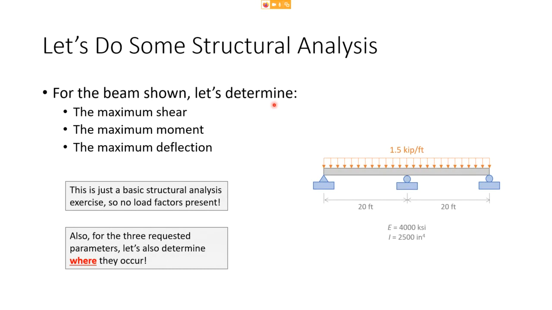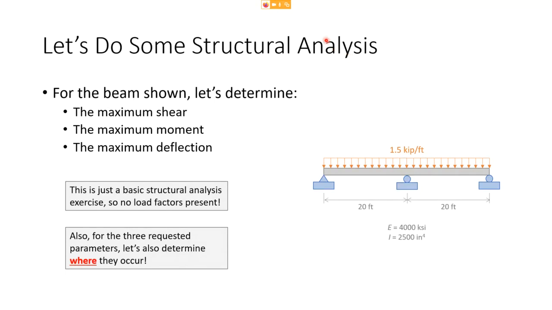Now, I want to know what the maximum shear is on this beam. I want to know what the maximum moment is on this beam. And I want to know what the maximum deflection is on this beam. And I also want to know where they occur. I don't want us to just find a value and say, here it is. I want to know where these values are. So let's look at this beam.